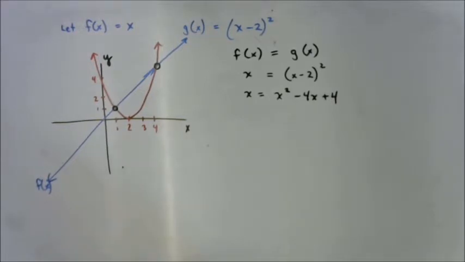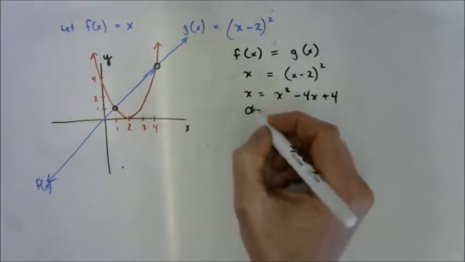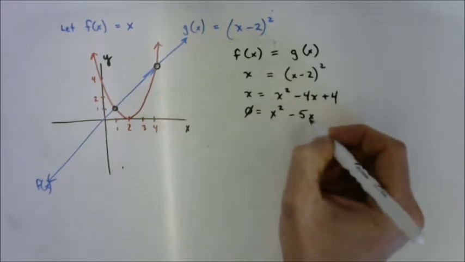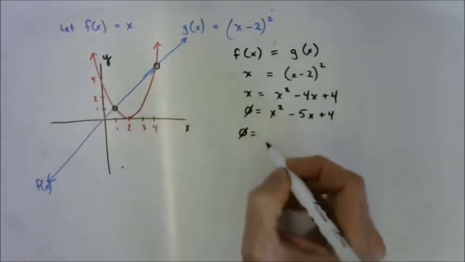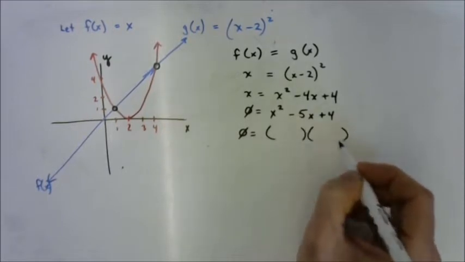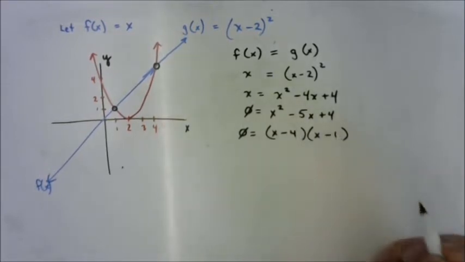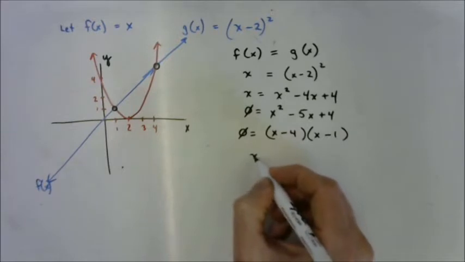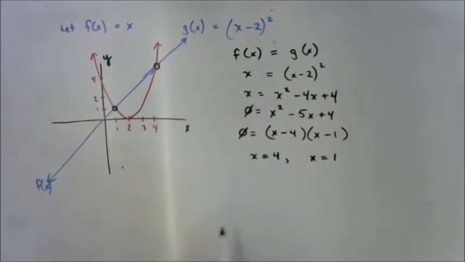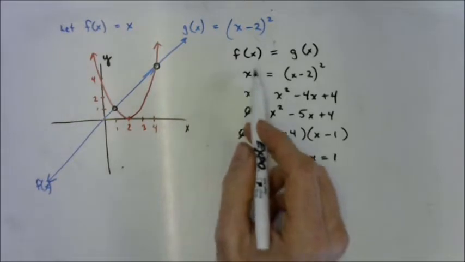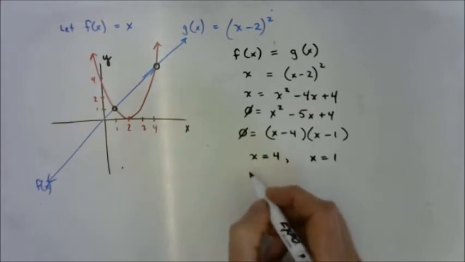And now I want to get all of my terms together with 0 on the left side, so I'm going to subtract x from both sides. And now to solve this quadratic, I want to factor the right side. So I'm looking for two numbers that will add to negative 5 and multiply to positive 4. So negative 4 and negative 1. Which tells me that my solutions are x equals 4 and x equals 1. Those are the x values where these two functions intersect. I can find the y values by just plugging them into either equation.